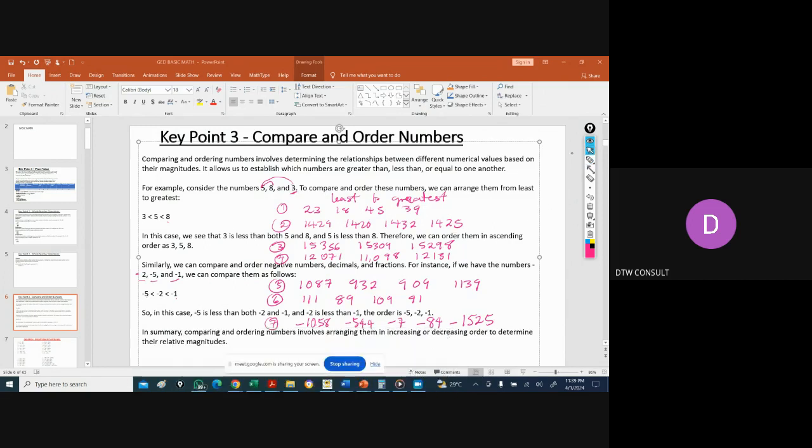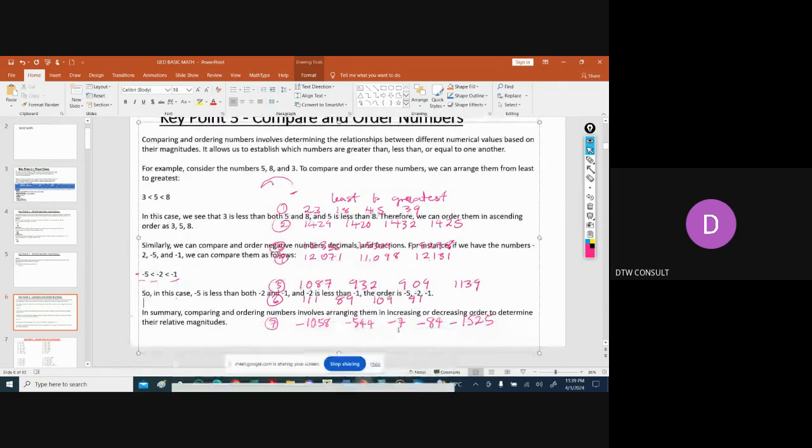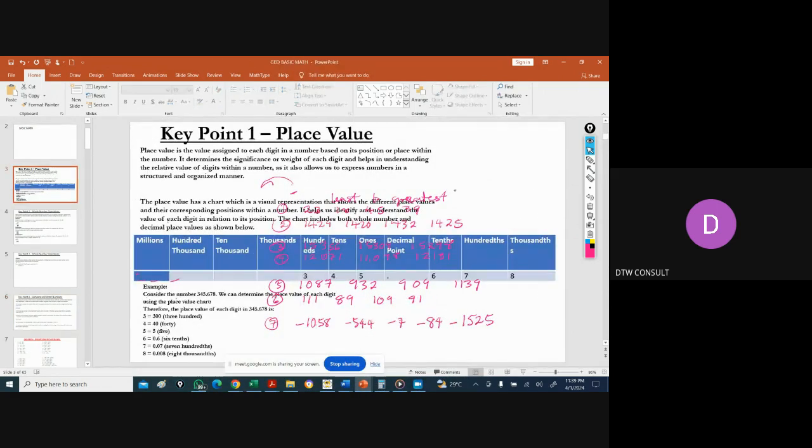So for Darling, let me quickly go through the number place value. Darling, are you with me? Yes. Okay, so the beginning of basic maths is knowing the magnitude of a digit within a number. So we have this example, 345.678.